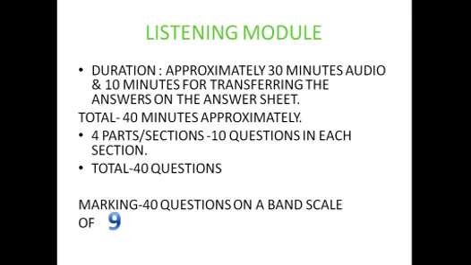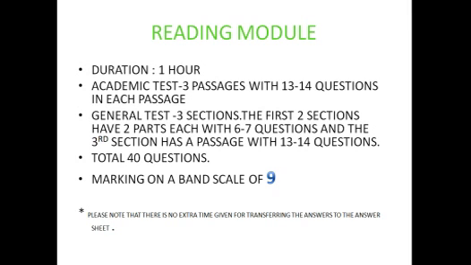So this comes to a total of 40 questions, and the marking would be on a band scale of 9. This means that if you are able to answer 40 questions correctly, you will score 9 band. That comes to the end of the listening module. The next module is reading module.